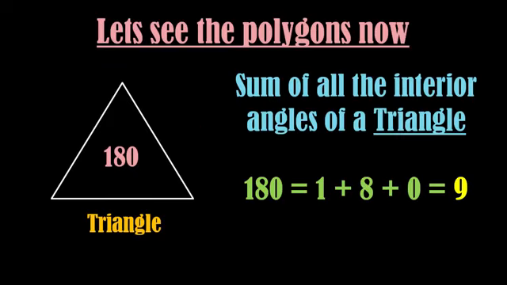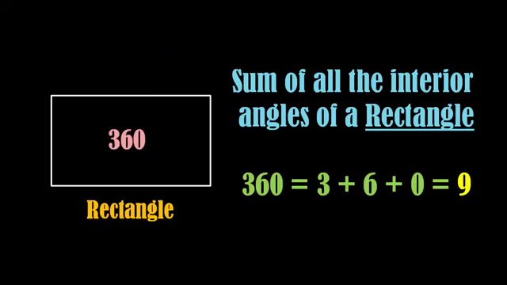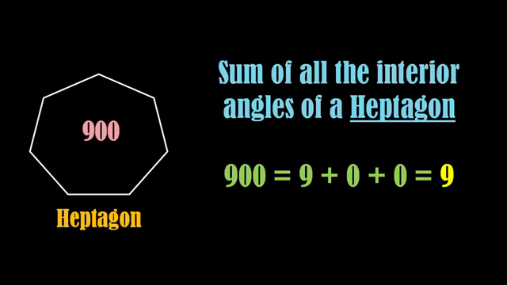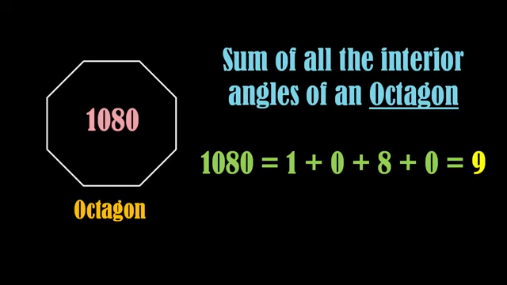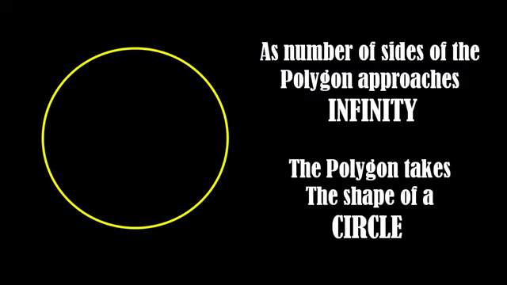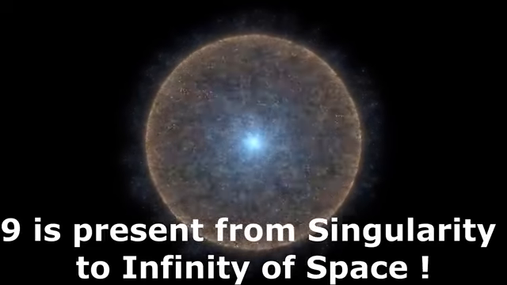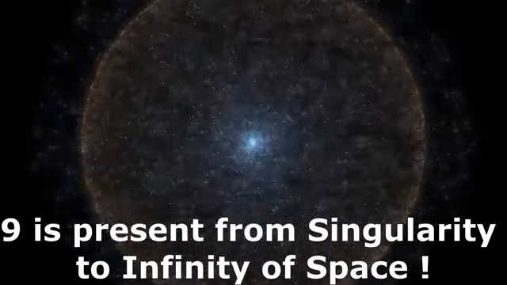And when we were increasing the number of sides of the polygon, it was looking like a circle. As the number of sides of the polygon approaches infinity, it becomes a circle. As in all the polygons, we got number 9, it means number 9 also follows space up to infinity. So it is clear that number 9 is present from the singularity of space to the infinity of space.